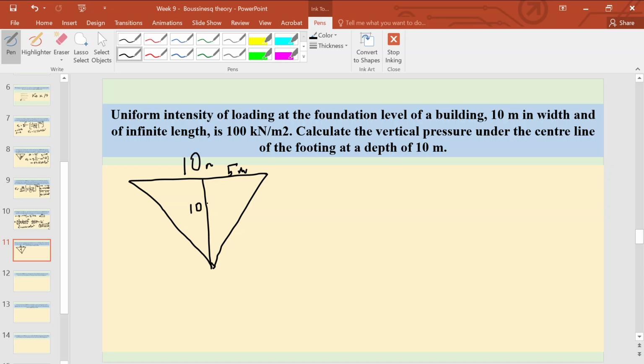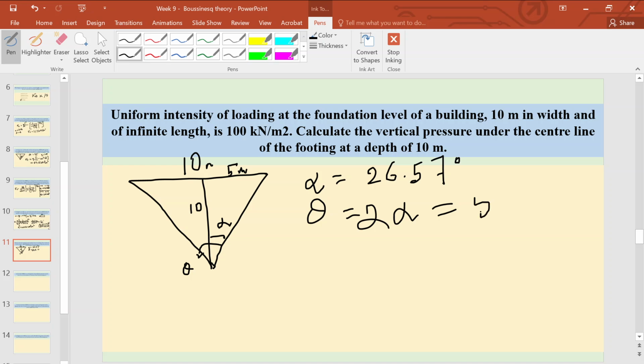So what is the value of theta? Theta is the entire angle, isn't it? This entire angle is theta. If the half angle is alpha, then what is the value of alpha? Alpha will be 26.57 degree. So theta will be equal to 2 alpha, approximately 53.14 degree. Converting to radian, 0.927. Now the formula for this one is sigma z.